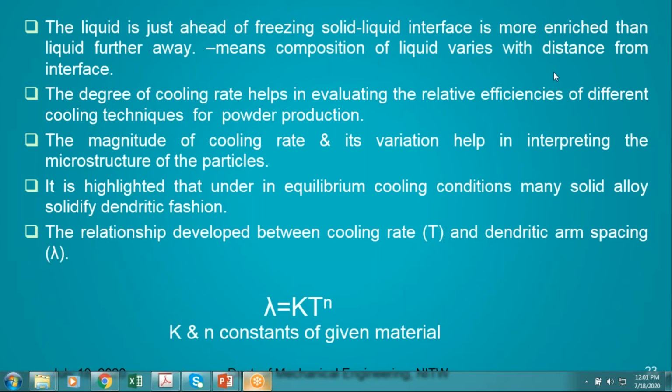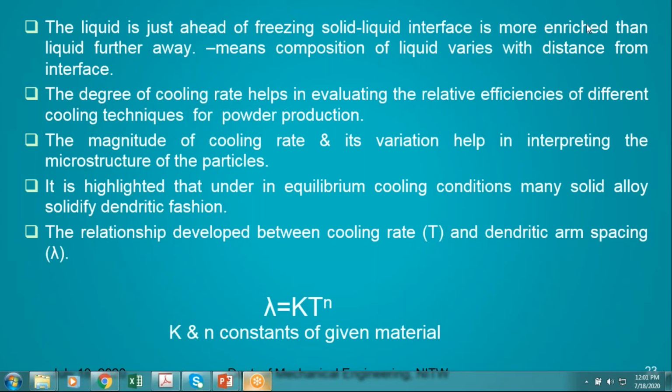The degree of this cooling rate helps in evaluating the relative efficiency of different cooling techniques for powder production techniques. It means the magnitude of this cooling rate and its variation help in interpreting the microstructure of these powder particles. It will help, based on the dendritic growth, the cooling rate, the temperature distribution, and some of the constants. You can see the relationship developed between the cooling rates and the dendritic arm growth, where lambda is the dendritic arm spacing, with the help of lambda equal to k to the power of n.